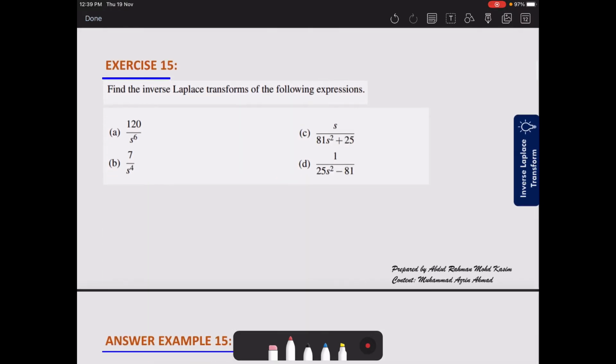So let's go for the exercise. We will study according to the example. How to answer this question? The question asks you to find the inverse Laplace transform of 120 over s to the power of 6.